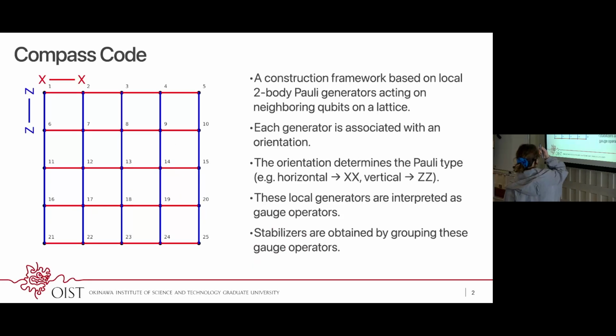So today we'll talk about the dynamic compass code. When I say compass code, it means a construction framework based on two-body Pauli generators acting on neighboring qubits with orientation. In this specific example, we use horizontal for XX and vertical for ZZ. These generators are interpreted as gauge operators, so you can get your stabilizers by grouping the gauge operators that you want.